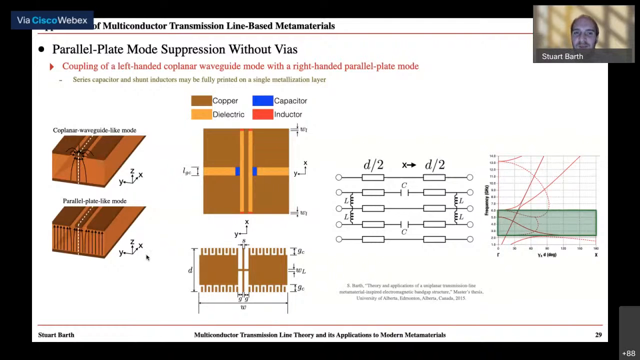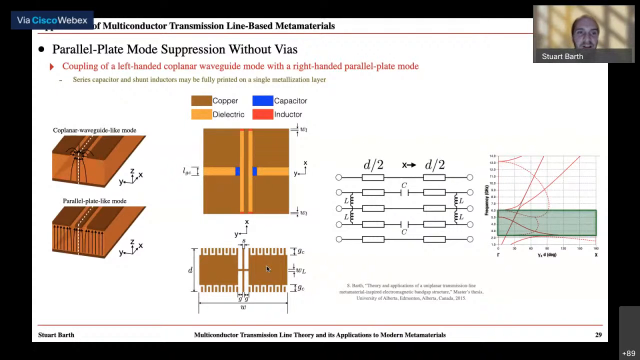So when we load this transmission line, as shown in the middle plots here, this is looking at a top view of the structure, when we load this coplanar waveguide with series capacitors, as shown by the blue surfaces, and shunt inductors, as shown by the red surfaces, and corresponding to the equivalent circuit shown here, we actually get a band gap region, as indicated by the green highlighted region in the right-hand figure. And we showed that we could actually create this structure in a fully printed manner, as shown in the bottom middle figure. And this means it's very advantageous for PCB type environments.